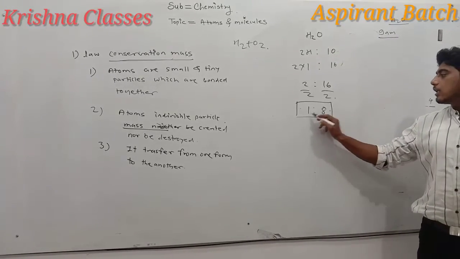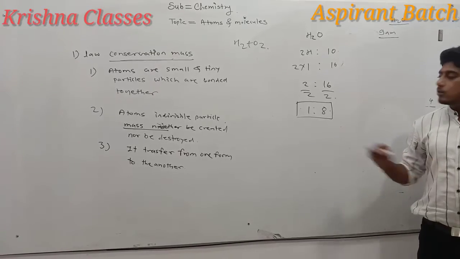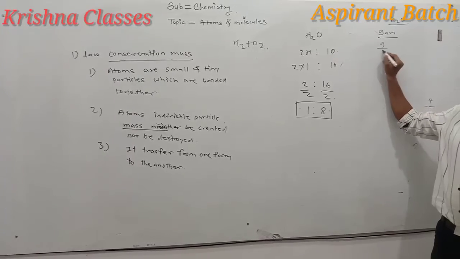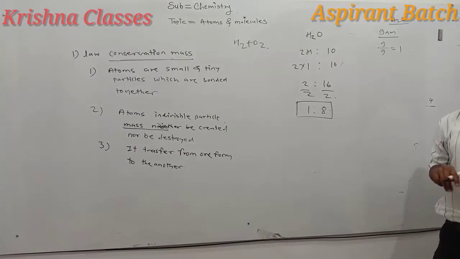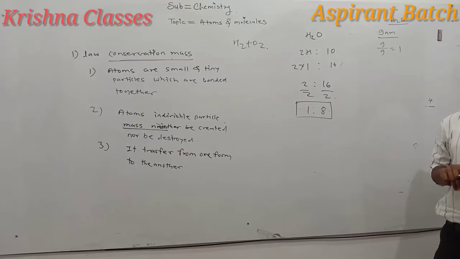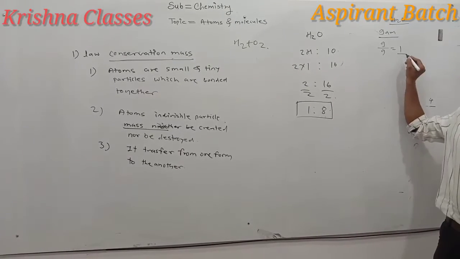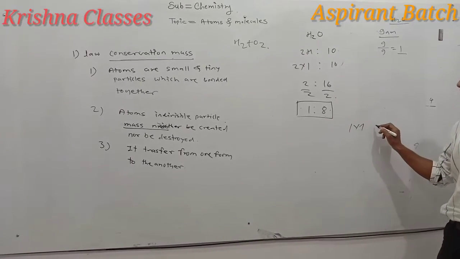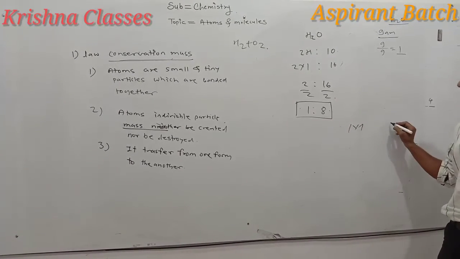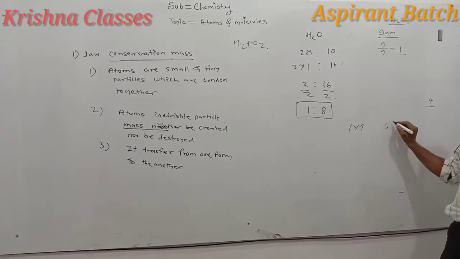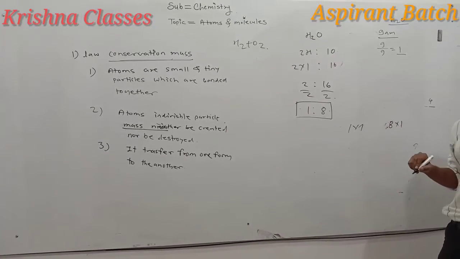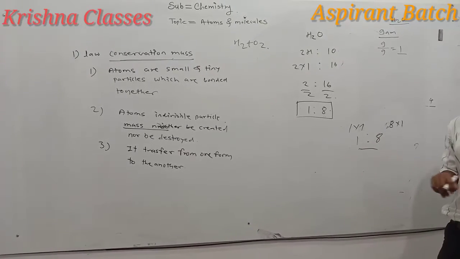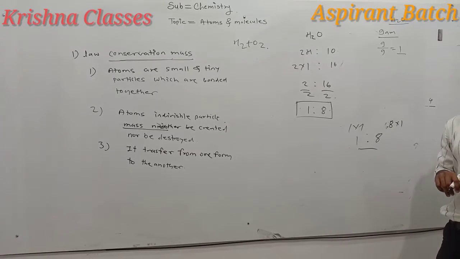Okay, and we know that the ratio is 1:8. So add these two together: 1 plus 8 is 9. Then 9 divided by 9 is equal to 1. Then we multiply this with the ratio: 1 into 1 for hydrogen, and for oxygen 8 into 1. That means here 1 and here 8, which is equal to 1:8 proportion by mass.